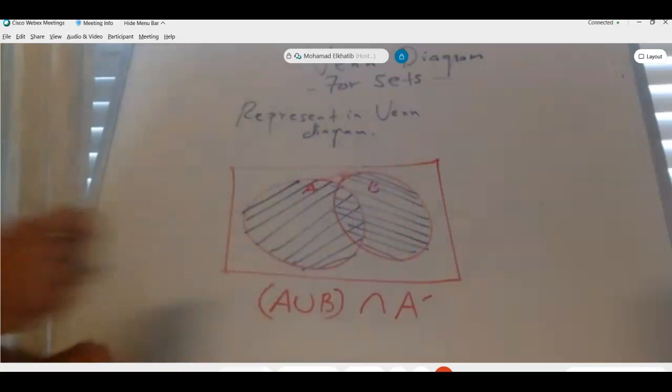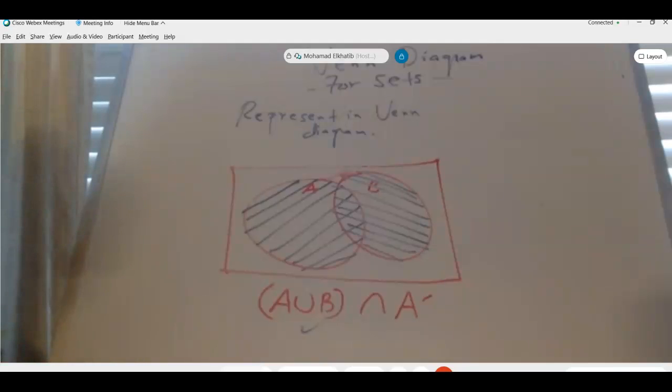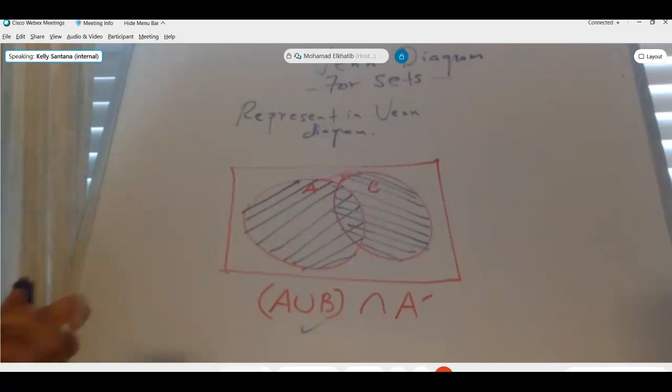Okay. Do you agree this is A union B right here? I'm done with it. Do you agree? Waiting for an answer. Do you agree? Yes. Okay. Then I'm going to use A.